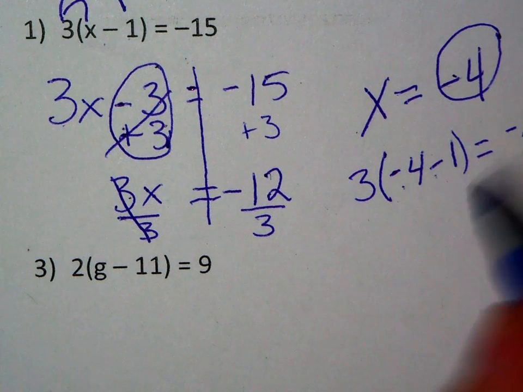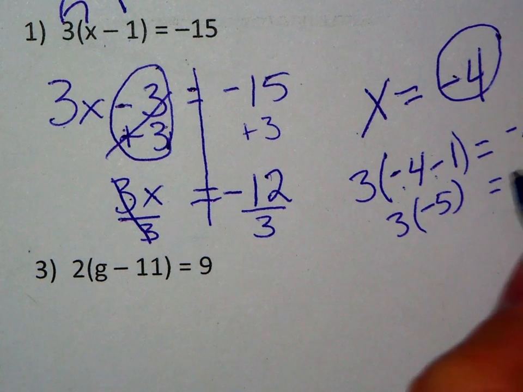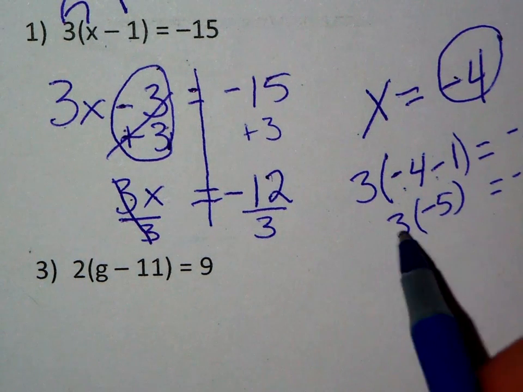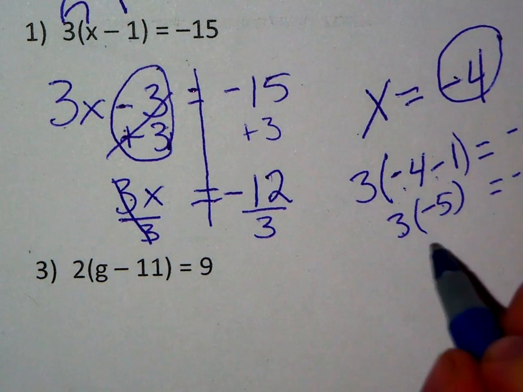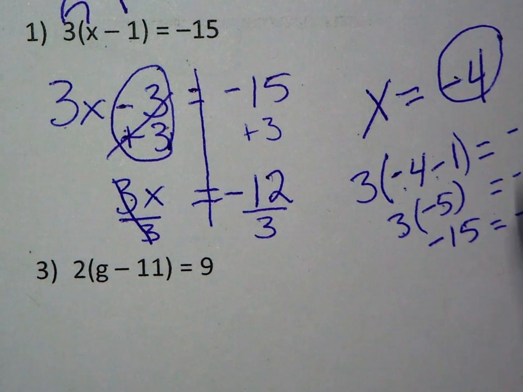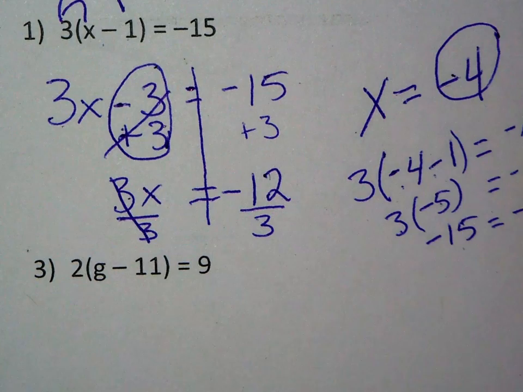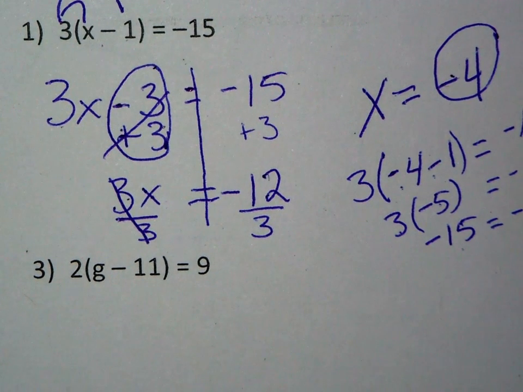Now we just simply solve the problem. Negative 4 minus 1 is negative 5, so negative 5 times 3 equals negative 15. 3 times negative 5 we know is negative 15 equals negative 15. If we get down to the point where the left and the right side of our equation both say the same thing, then we can check our solution as accurate.